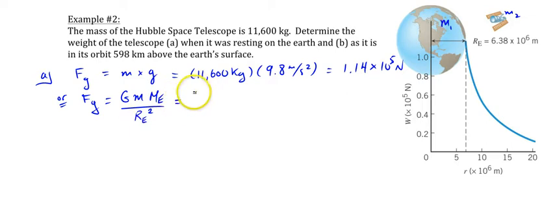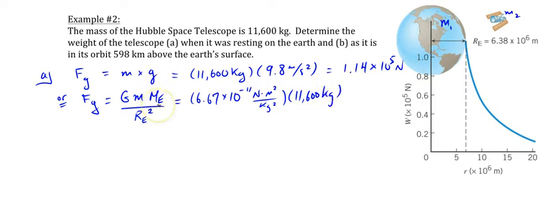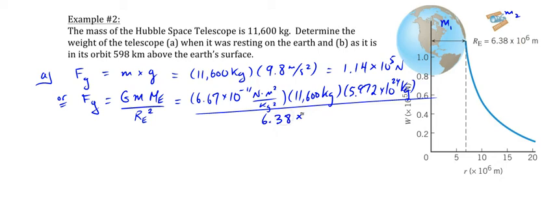Now let's substitute in the universal gravitation constant, not to be mistaken with the little g, the acceleration due to gravity. The universal gravitational constant is 6.67 times 10 to the power of negative 11 newton meters squared per kilogram squared. Then multiply by the mass of the Hubble telescope, 11,600 kilograms, multiplied by the mass of the Earth, which you would have to look up, about 5.972 times 10 to the power 24 kilograms, all divided by the radius of the Earth, 6.38 times 10 to the power 6 meters, squared. You will get an answer of 1.14 times 10 to the power of 5 newtons.